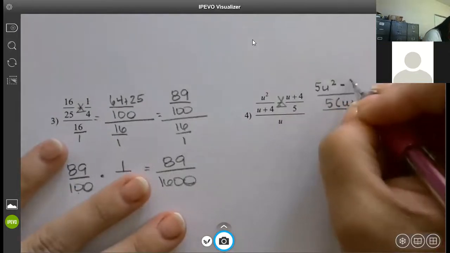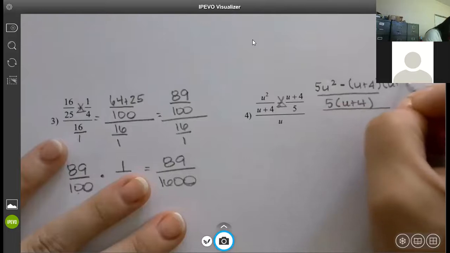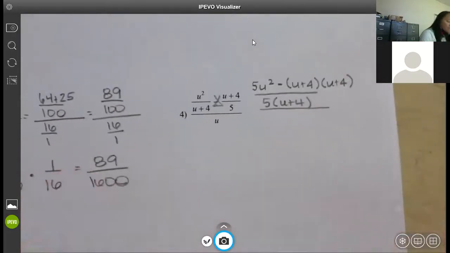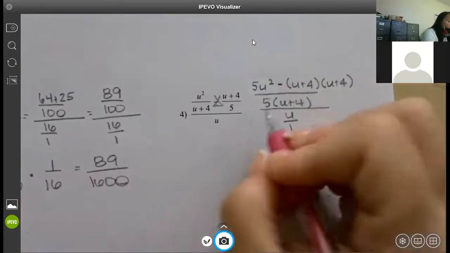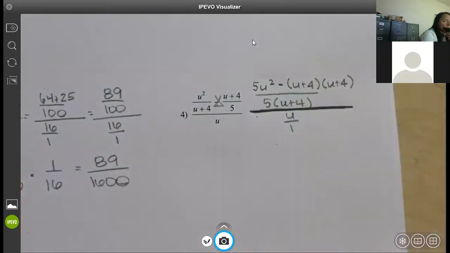When we do this minus, make sure you put everything behind it in parentheses. So I'm cross multiplying these two. And on the bottom, I just have u, but remember I'm going to do u over 1. And if you have to, make this one a little bit darker to kind of separate them.